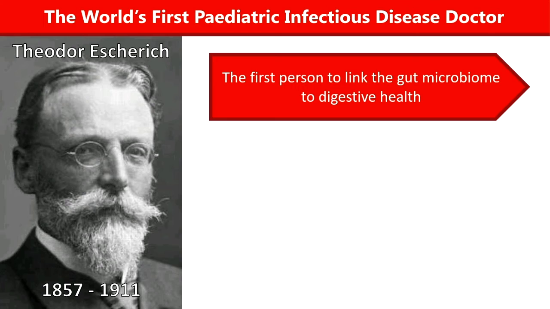So whenever I talk about the microbiology of human milk, I always like to start with the person who was considered the world's first pediatric infectious disease doctor. And this was a doctor called Theodore Escherich, that the bacterium Escherichia coli is named after. And he was a pediatric infectious disease doctor who worked in Germany and Austria in the latter part of the 19th century and the earlier part of the 20th century. And he was the first person to really link the gut microbiome to digestive health and the risk of infants dying from infectious diseases soon after birth.